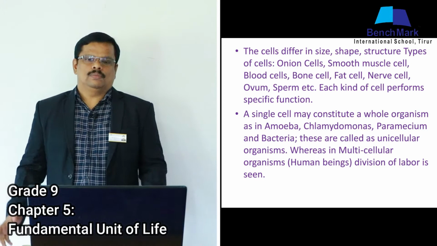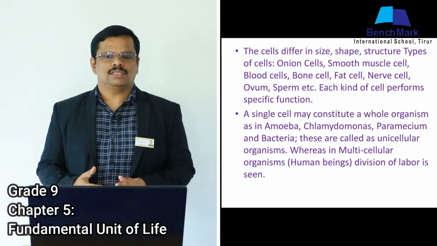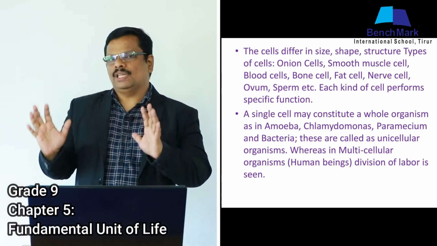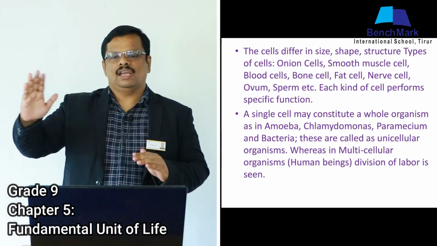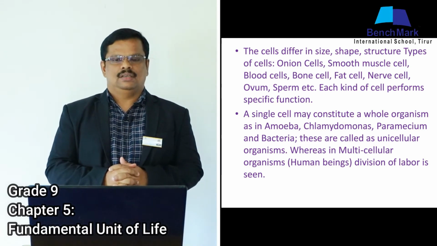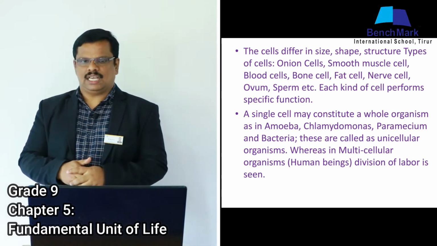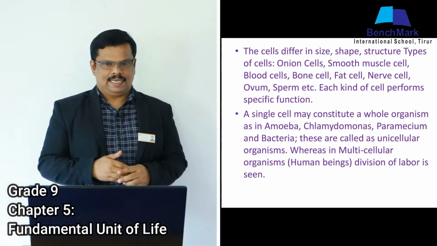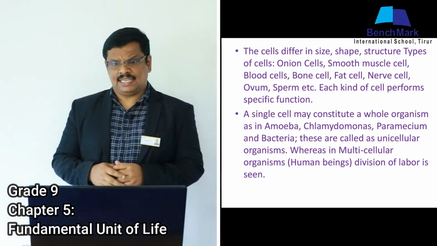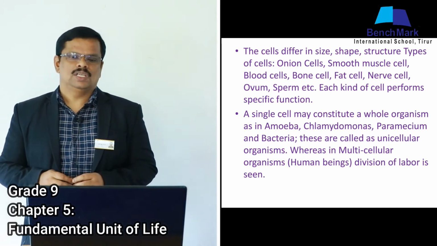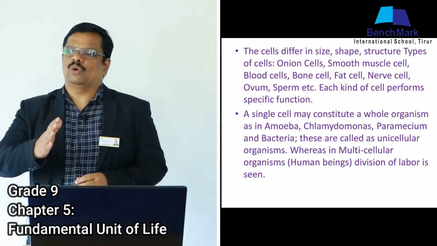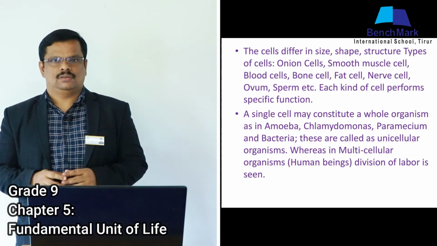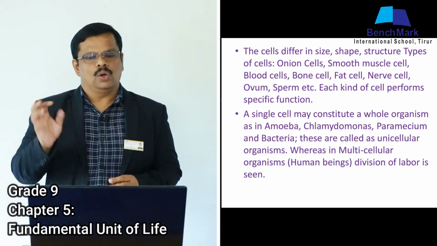Actually, if you talk about the cell, it has different sizes, shapes, and structures. In animal cells, if you see, there are a wide variety of cells. For example, I'll tell you some names of cells: onion cell, smooth muscle cell, blood cell, bone cell, fat cell, nerve cell, ovum, sperm. All these, if you look, will perform a specific function. Each has its own role.